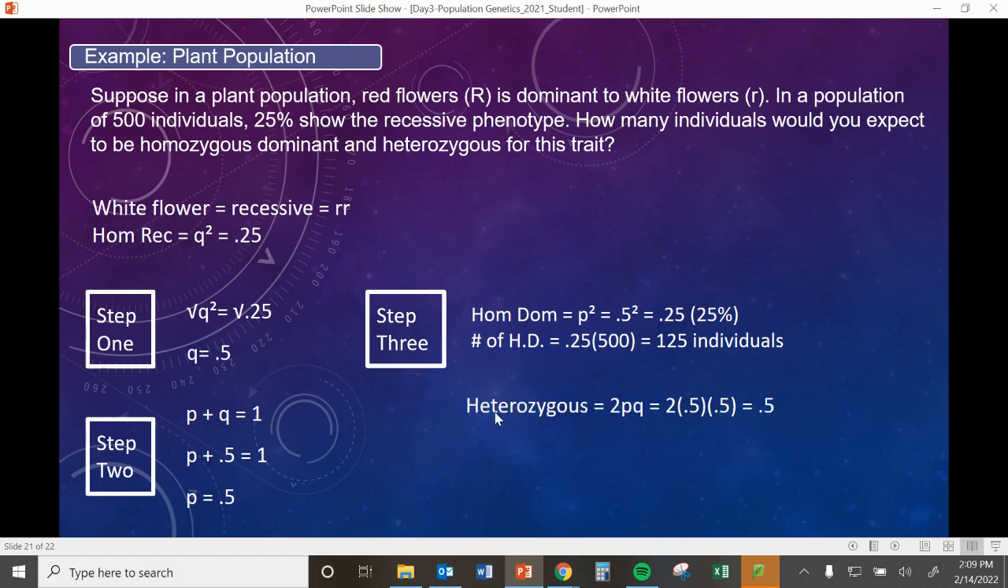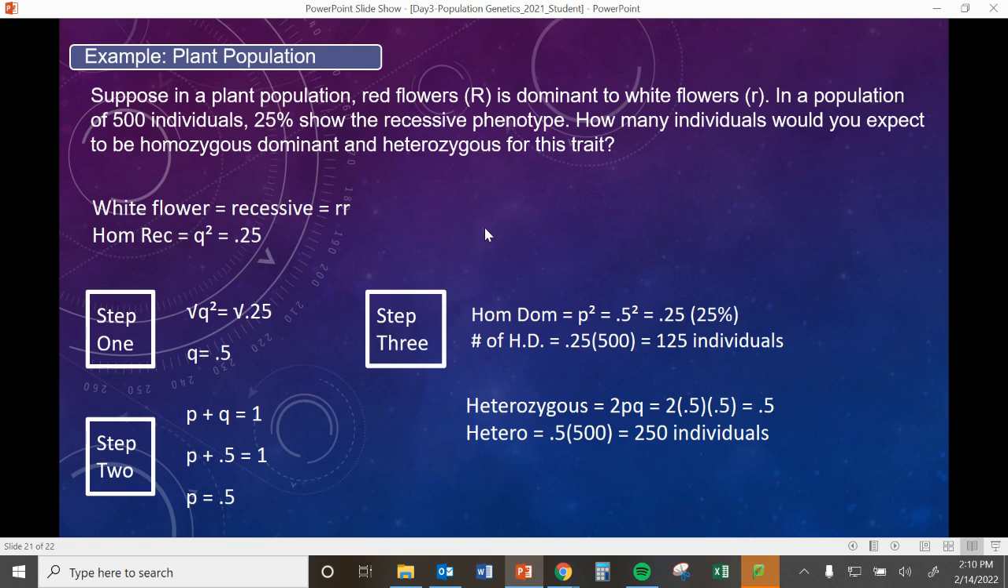We can do the same thing for our heterozygous, where we have 2 times P times Q. So we have 2 times 0.5 times 0.5, and if we do that, we will get 0.5. So that means 50% of our population is heterozygous. So 50% of 500 is 250 individuals. So we can use this information to figure out the number of individuals that have each genotype.